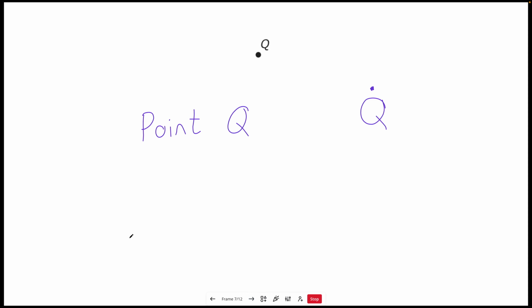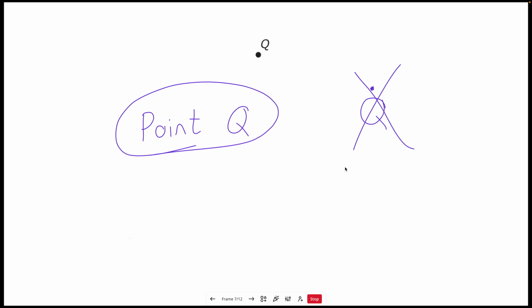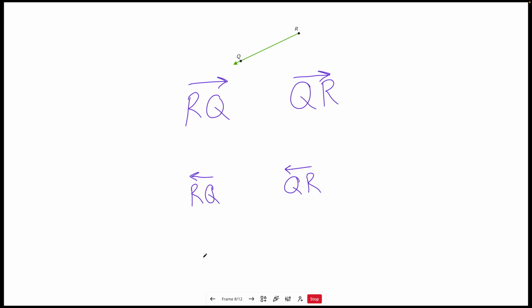All right, go ahead and pause and see if you can figure this one out. All right, the correct answer is point Q. Okay, putting the dot above the Q is nothing in geometry. So point Q, that's how you name it. All right, go ahead and pause and try this one.